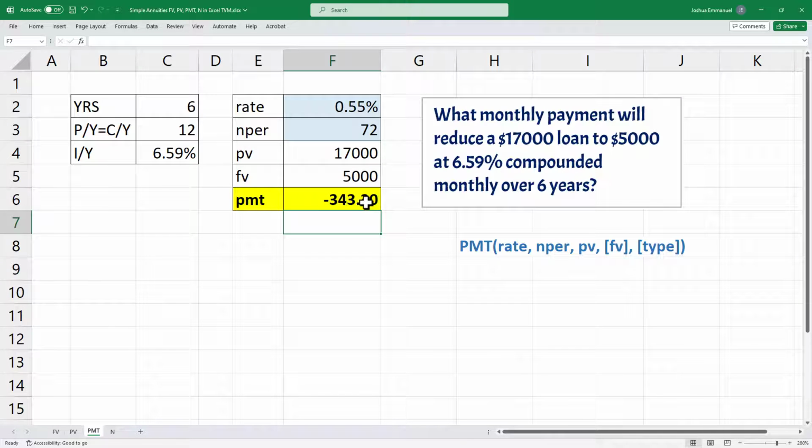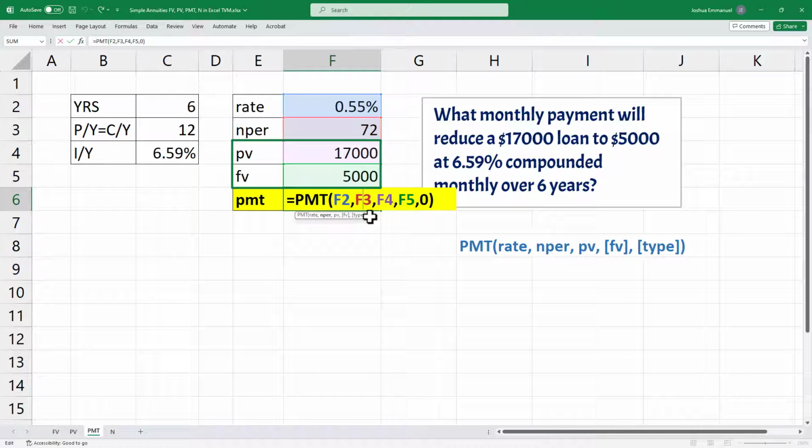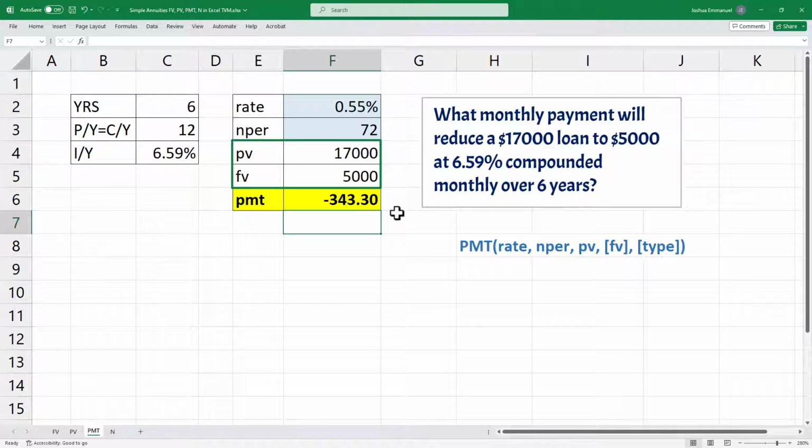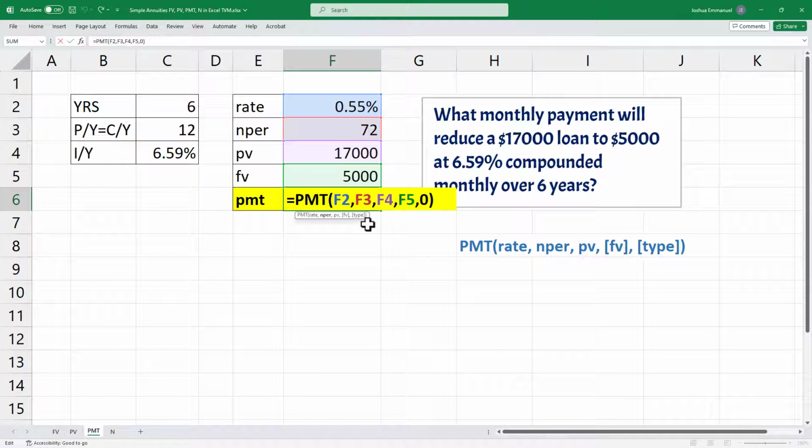The problem lies in the fact that both present value and the future value are positive in the input. That indicates that if we borrow $17,000 and repay $343.3 every month for 6 years, at this interest rate, we will end up having a positive balance of $5,000 in the account. Since we're only interested in reducing the loan to $5,000, we need to make one of present value and future value negative. I'm going to make the present value negative here. Enter. And we have the correct payment amount.